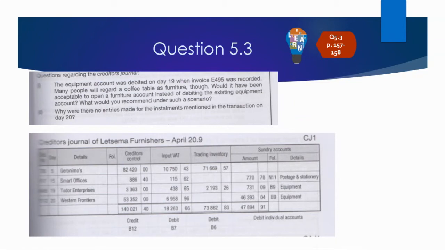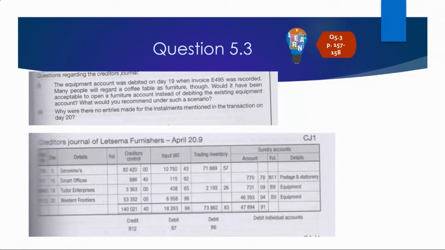Okay, so let's discuss this. In practice, how it works is you would generally have a look at what type of transactions you mainly have, and then you would decide on an account name. Now, in this scenario, this company decided to use the account name equipment.